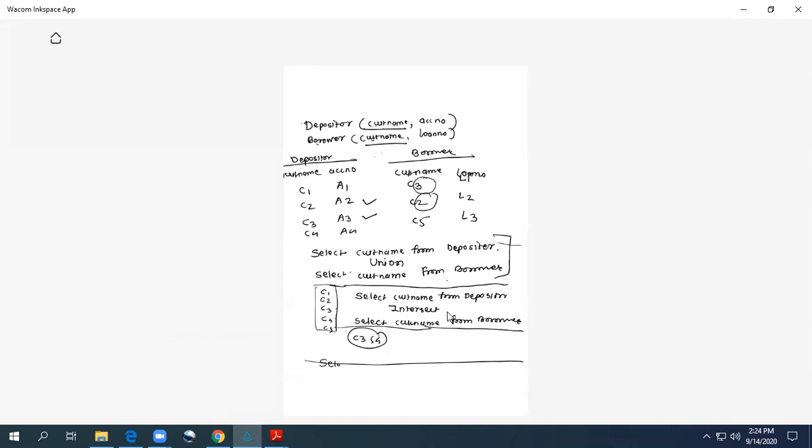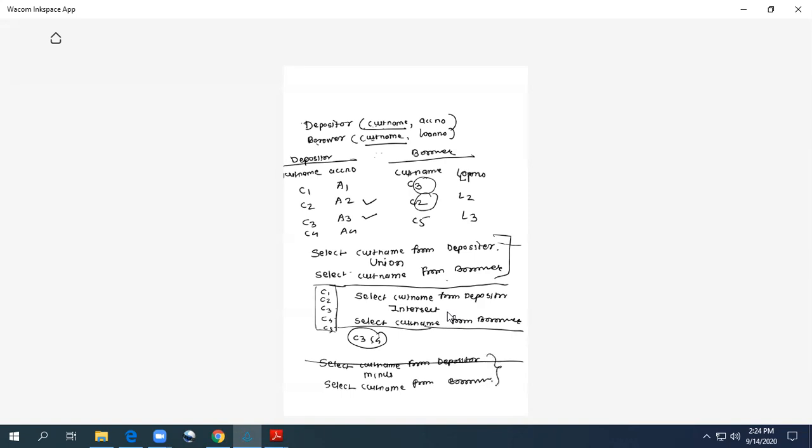Select customer name from depositor minus. Now instead of intersect, only use the minus operator here. Minus select customer name from borrower. You can see, student, the solution is very simple.